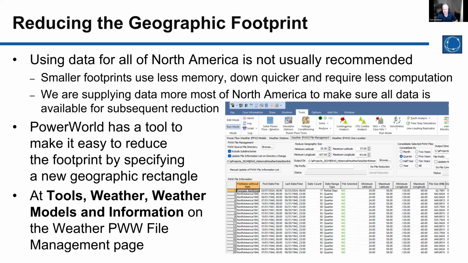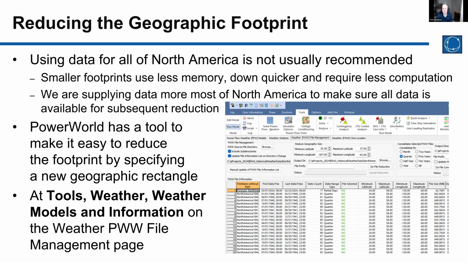So most people probably don't want all of North America. If you're a utility here in Texas, you probably just want Texas data. So we came up with an easy way to reduce the scope of this. We supply North America because it's a consistent way to do it. But there's also a tool in PowerWorld that lets you take the PWW files for North America and reduce them. Right now, you reduce them based upon a geographic rectangle, and then you can store the reduced ones.